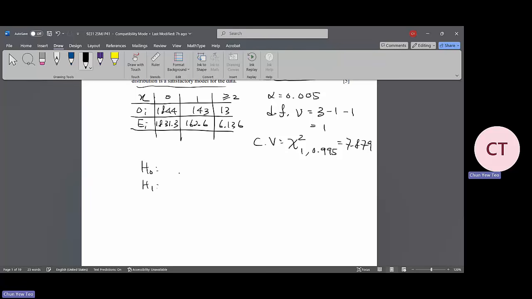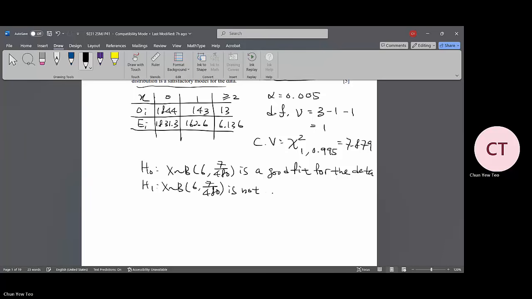Now we are ready to do the hypotheses. The null hypothesis is that the binomial distribution with n equal to 6 and p equal to 7/480 is a good fit for the data, versus the alternative hypothesis, the opposite: it's not a good fit for the data.